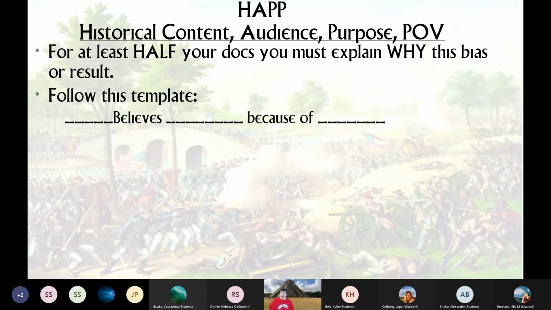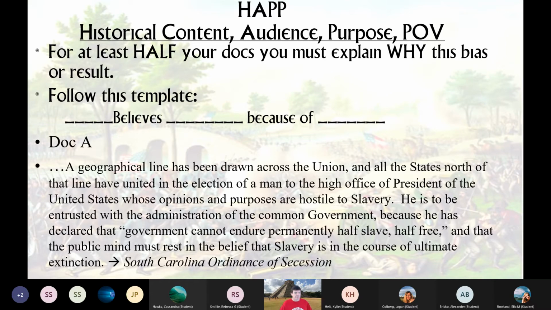So remember I told you about HAP. I told you that little thing you have to do for half of your documents. They call it HAP. This is something I picked up from a training I had to do about 7 or 8 years ago for the AP exam. It's a little hoop, but it's things we've got to do to pass the test. That's the way life is. Historical context, or content, means the same thing. Audience, purpose, or point of view. So for perhaps documents, you must explain why this bias or the documents have this. And so following the template, blank believes blank because of, let's look at document A.